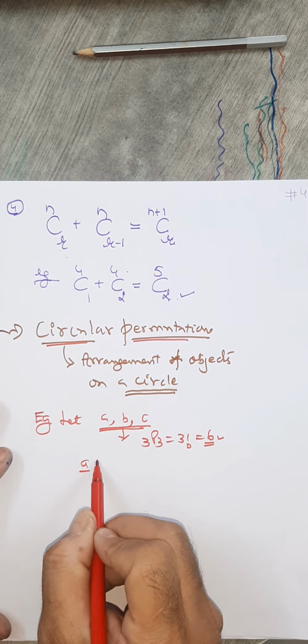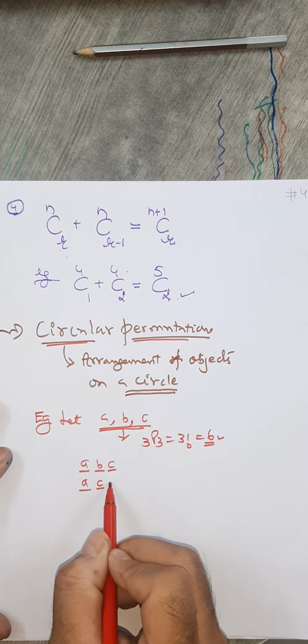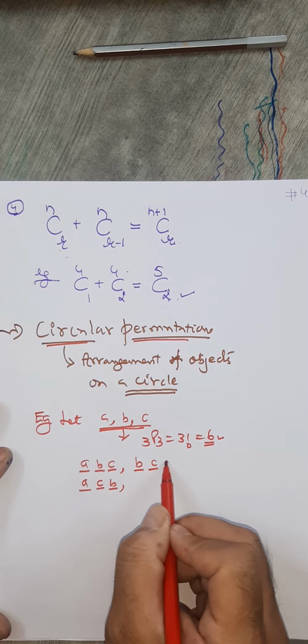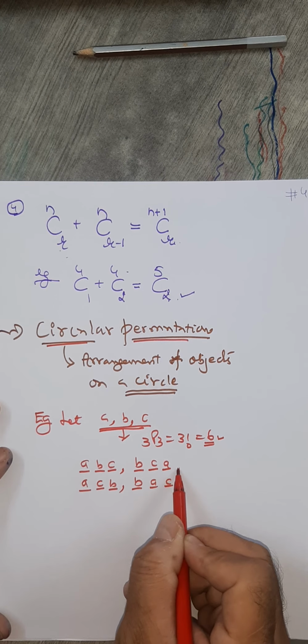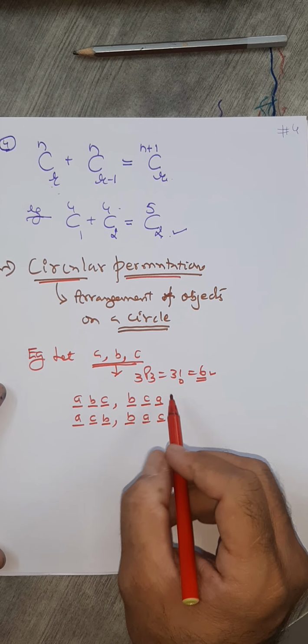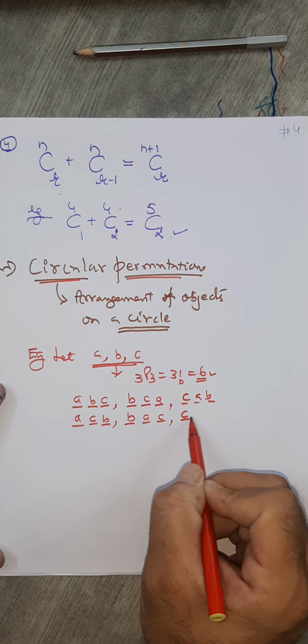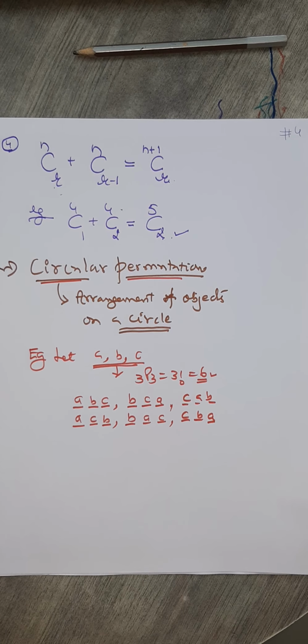Like this, A, B, C. Then here A, C, B, then you may have B, C, A, then you may have B, A, C. You know these things, I'm just revising. Then this is C, A, B, and here you may have C, B, A. Right? Fine. Okay, so these are the 6 permutations.